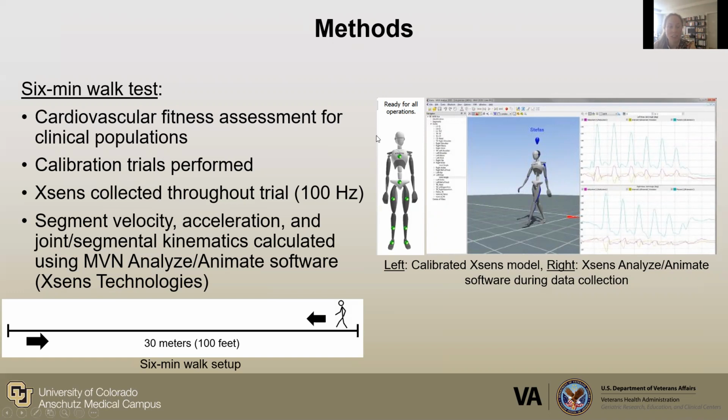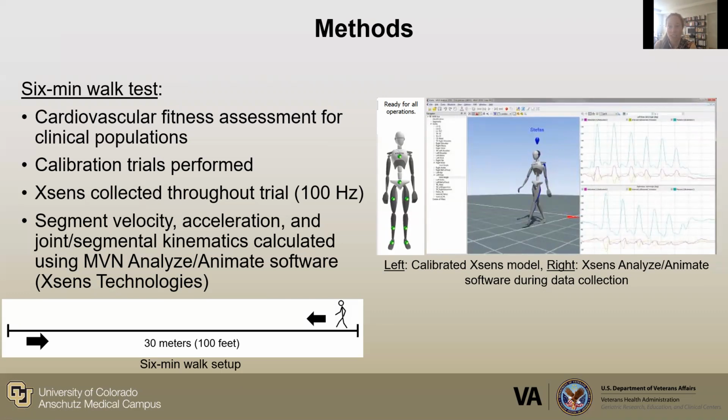Now the 6-minute walk test is a cardiovascular fitness assessment designed for clinical populations. And it involves a 100-foot or 30-meter walkway, and participants walk as much distance as they can during the 6 minutes, going back and forth down this walkway. And XSENS data were collected throughout the entirety of the trial. And during the trial, we were seeing our animated figure as well as a few variables being collected in real time to ensure high quality data collection and acquisition.